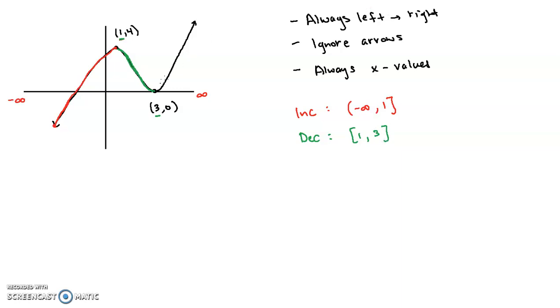And then the last part, we are increasing, we're going up. So we're increasing again from 3, and it goes forever. So we're going to go 3 to infinity. Okay, so you go from left to right. Ignore what the arrows are telling you. Go from left to right and give the x values as you go up and down. We don't have any flat parts to this, so there's no constant in this one.